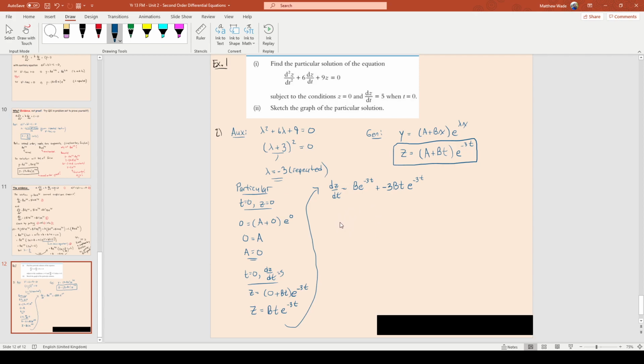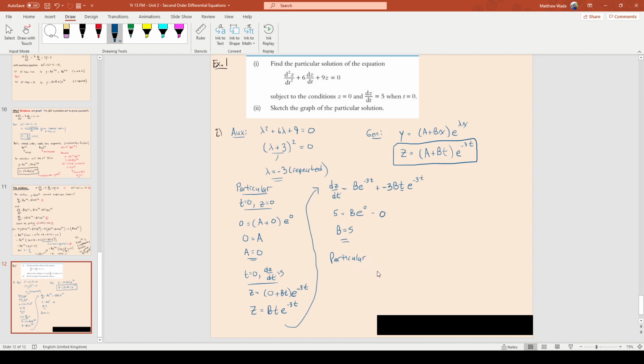That's what you've got. Cool, now we're going to use the condition. It did say that dz/dt was 5, and it said that t was 0. So this is going to be b e to the 0 minus 3, oh well, this is all just going to be 0, minus 0, because there's a t there. Cool, so it's all going to be 0, which means we're just going to get b equals 5. Like a boss. Cool, which means our particular solution.